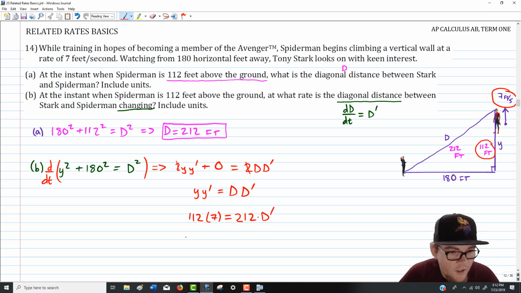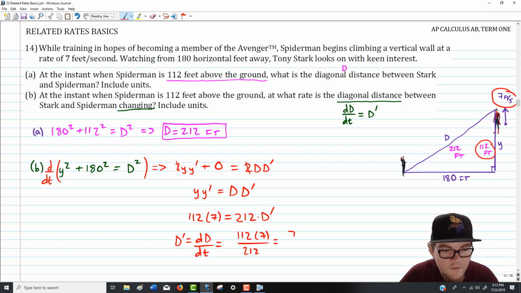So moving some stuff over, we get really quickly that D prime, otherwise known as dD/dt, is equal to 112 times 7 over 212. That's the same thing as 784 over 212. At this point, I could just keep simplifying, but I happen to know that it simplifies to 196 over 53.